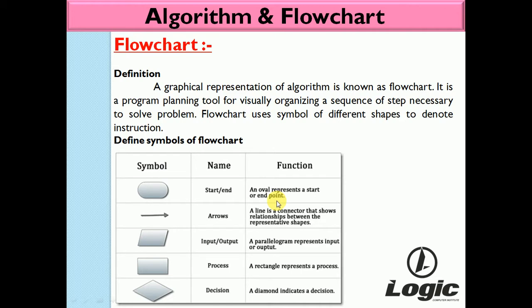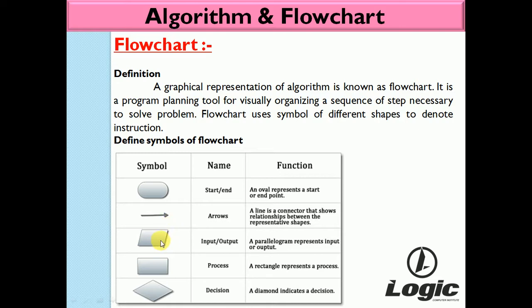And what is a flowchart? A graphical representation of an algorithm is known as a flowchart. It is a program planning tool for visually organizing a sequence of steps necessary to solve a problem. Flowcharts use symbols of different shapes to denote instructions. These are the symbols of flowcharts. The first symbol is used for the start and end point of the flowchart. Then next is the arrow, a line connector that shows a relationship between the different shapes.